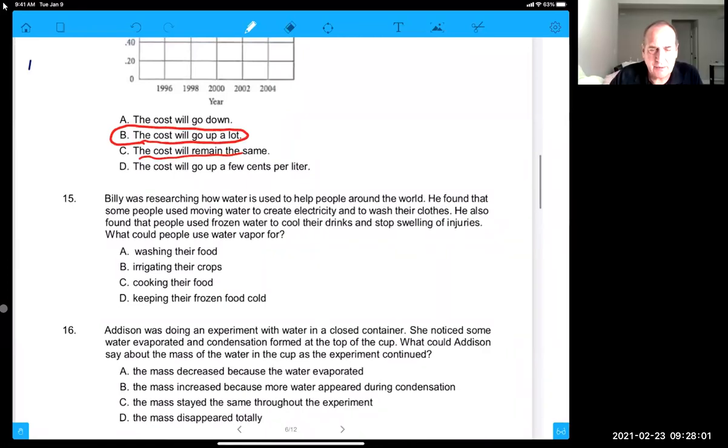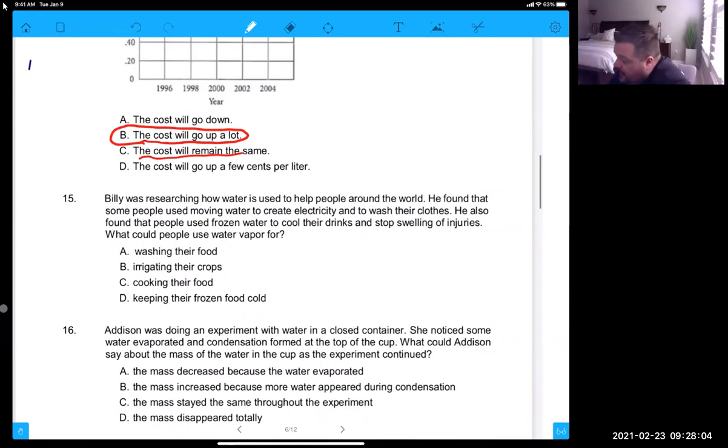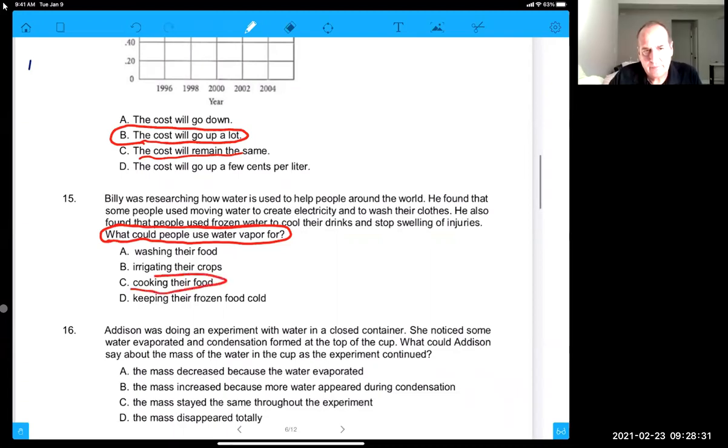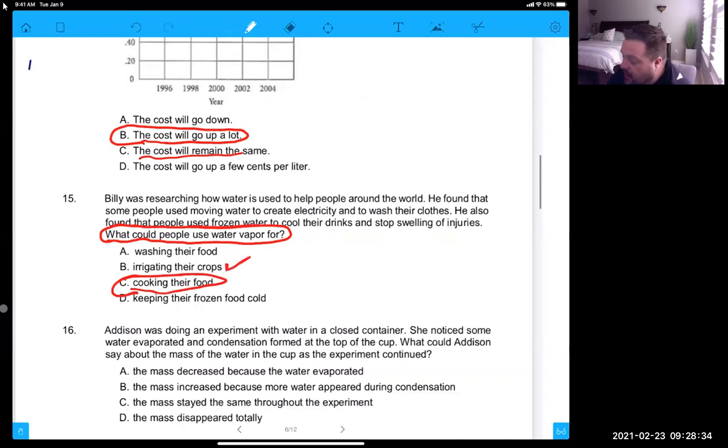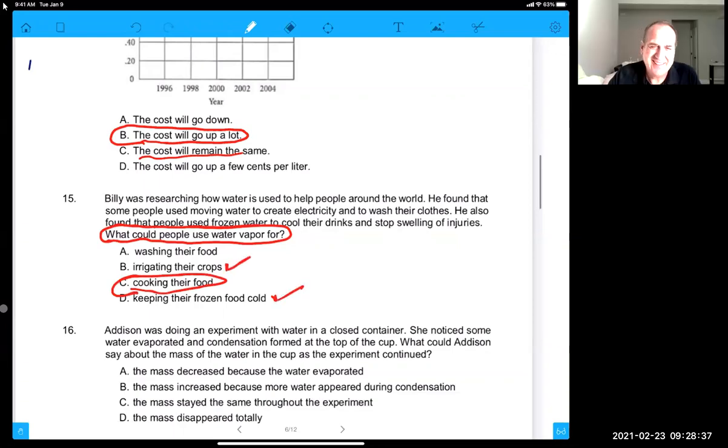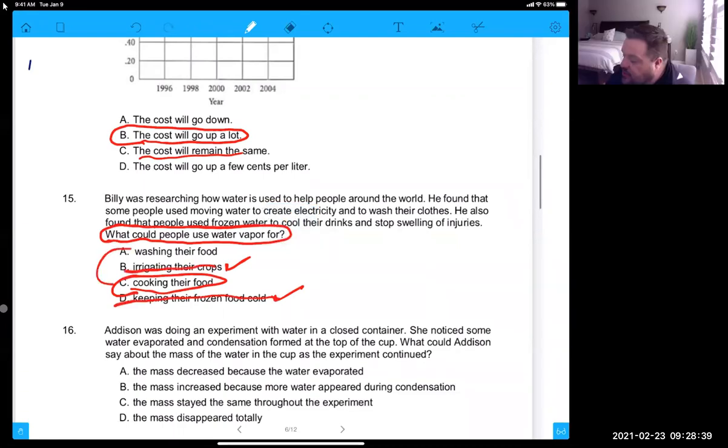Ooh, Mr. Conklin, what do you think about this one? So the keywords are, always just look to the question, what could people use? Water vapor. Now we know when the water vapor goes up in the air, that's because we're boiling and it's getting really, really hot, right? So let's look at the choices. Washing your food. Remember, you got to pick the best one, because a lot of you guys might go, oh yeah, I need hot water to wash my food. But remember, we're talking like boiling, steaming hot. That would be best for cooking your food, right? You're not going to water your plants with hot water. You can't keep anything frozen. No. So you should immediately be down to these two choices.